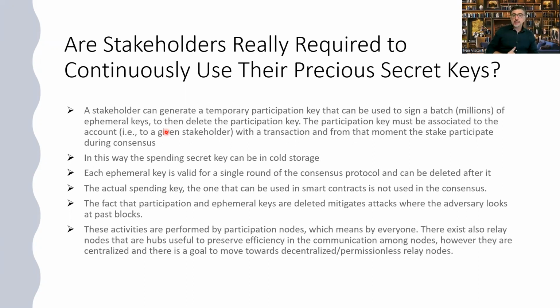These activities are performed by so-called participation nodes, which means whoever participates in the consensus, and everyone should participate in order for the consensus to go through. Everyone means a large percentage. In the Algorand blockchain, there are also relay nodes. These relay nodes are special nodes. They are actually hubs useful for the efficiency of the system. So if we now have a block every few seconds, it's also because of these relay nodes, right? Exactly.